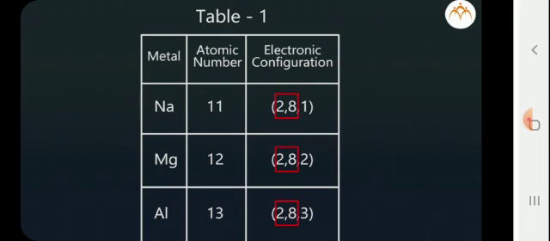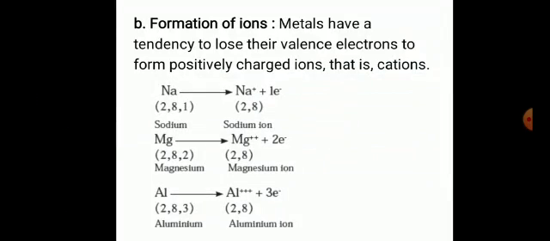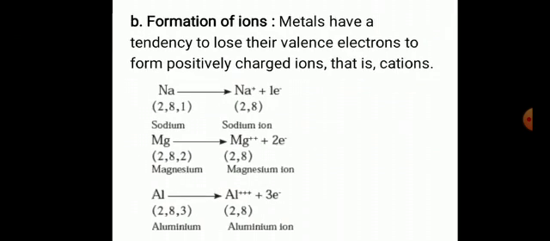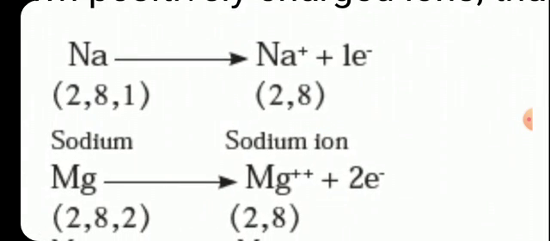So metals have tendency to lose their valence electrons so as to form positively charged ions. Sodium loses its outermost valence electron to form positively charged sodium ion and that is called a cation. Positively charged ions are called cations. So here sodium atom loses one electron and sodium cation is formed by the loss of one electron.